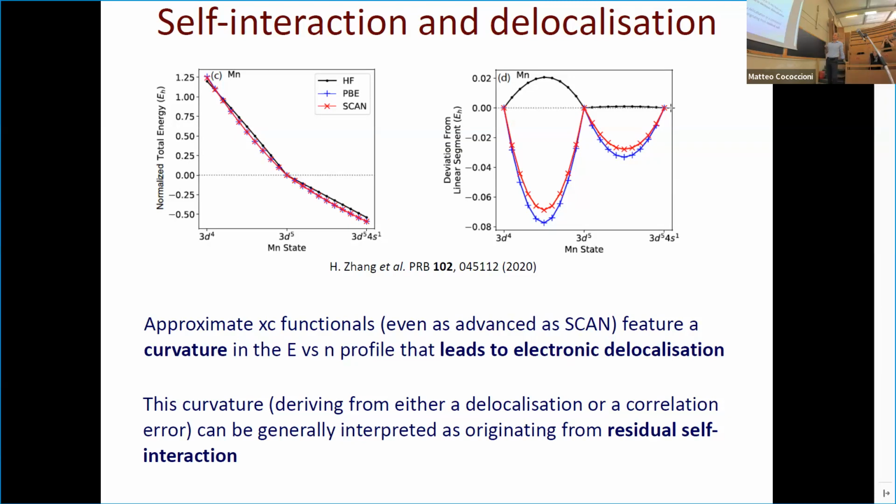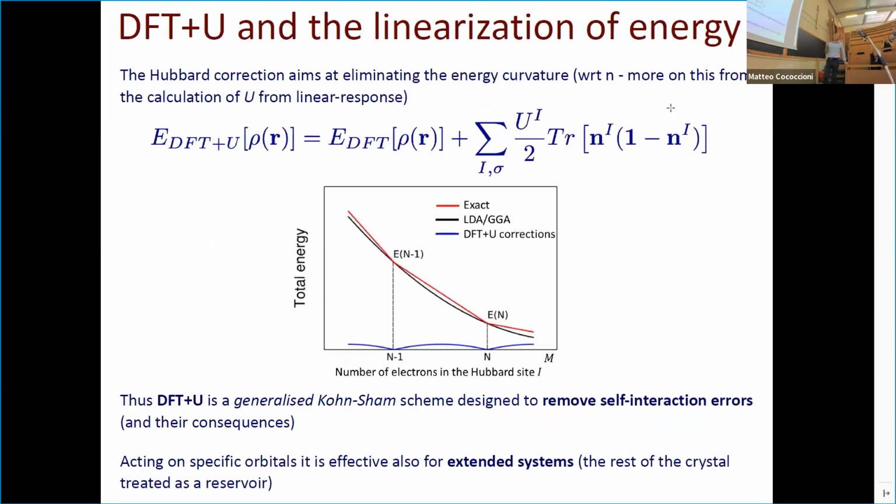How can we read this residual physical curvature of the total energy? Well, it can be understood as a residual self-interaction of the electrons, right? And this self-interaction is what encourages electrons to spread out more than they should in the system, because they interact with themselves and they shouldn't. And so they break in pieces, and these pieces want to be as far apart as possible from each other. That shouldn't happen. So we try to correct it.